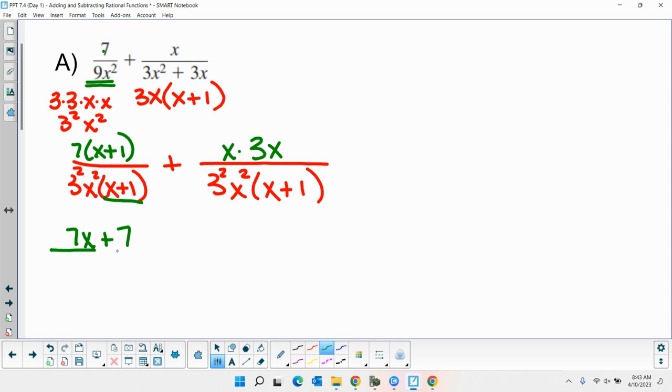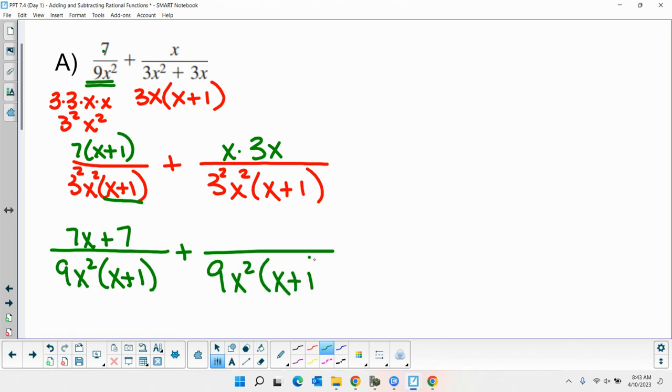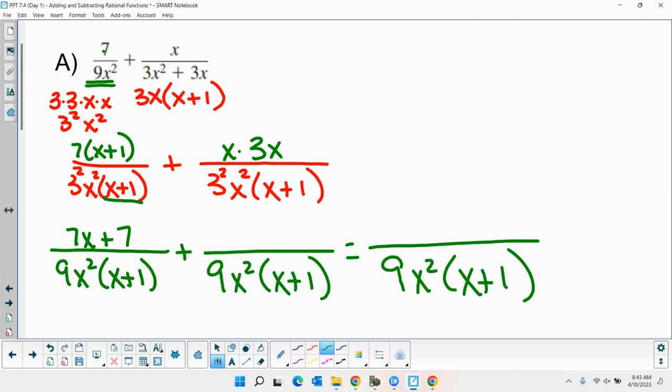7x plus 7. And I'm going to write 3 squared is 9, just so it looks a little better. That doesn't change once you figure out what it is. That's going to stay the same. Okay? These two, so I distributed the 7. What's x times 3x? 3x squared, right? So there's my two fractions now, rewritten with my common denominator.